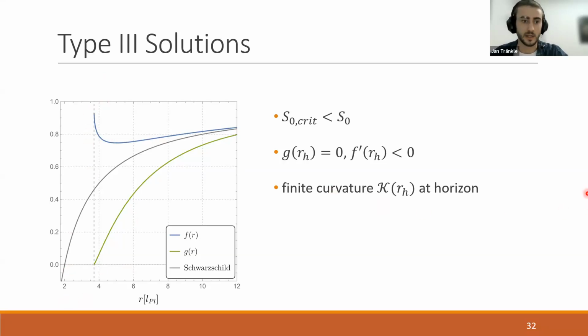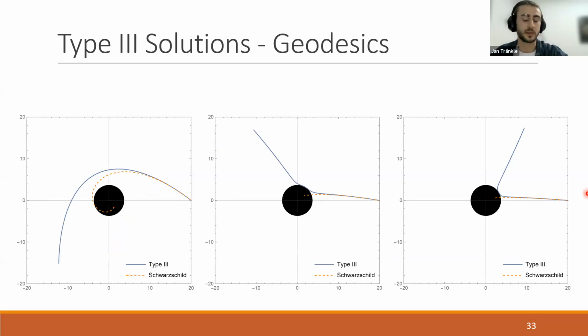And again, we look at some geodesics. Here, starting from the left, we see that basically the gravitational attraction, or the gravitational potential, of these new solutions is weaker than the classical case. So here we have a trajectory where in the Schwarzschild case, a particle would fall into a black hole. But in the type 3 geometries, the particle can escape.